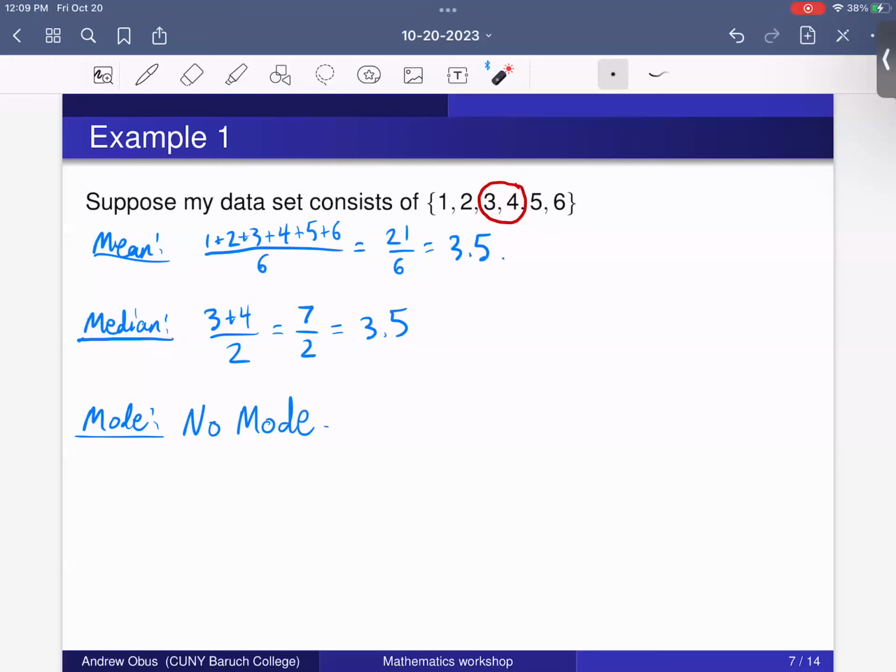The range is not a measure of central tendency. So I see a question in the chat. What about the range? We'll talk about range when we talk about measures of dispersion, but the range is not a measure of central tendency.